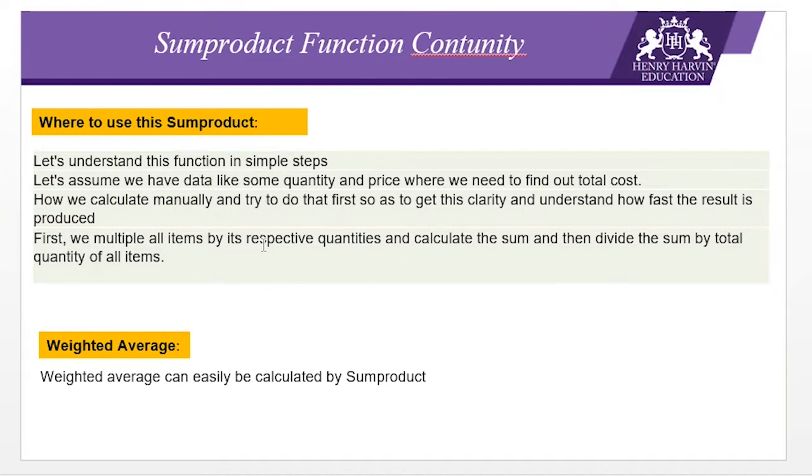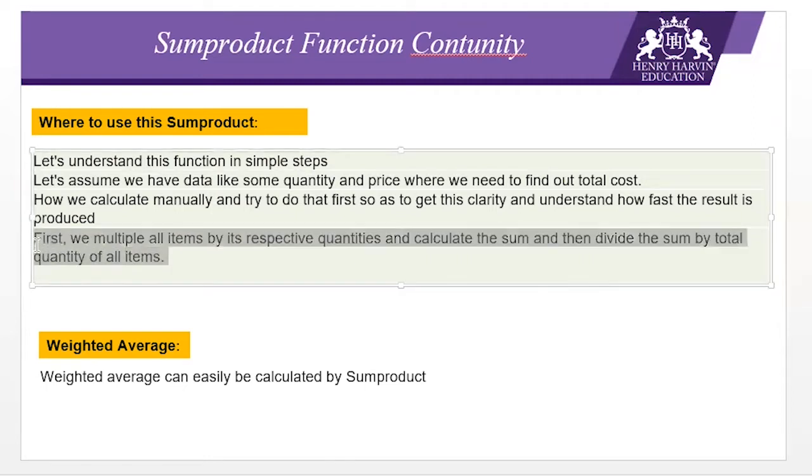First, we multiply all items by their respective quantities. There is one example given, how we calculate manually, and try to do that first so as to get more clarity and understand how fast the result is produced. You can see we have the item, quantity and value, whatever. So we have to multiply. Now you see we multiply all items by their respective quantities and calculate the sum, and then divide the sum by the total quantity of all items. This is called SumProduct, or maybe this is called weighted average.